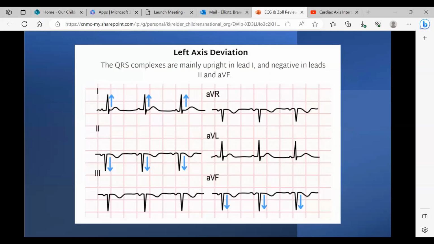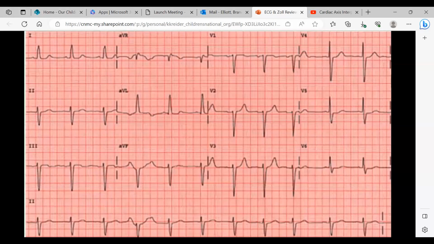So Sally, we're on left axis deviation. Our QRS complex for lead 1 goes up. For lead 2, it goes away. So left is leaving. That's my mnemonic for that. And then aVF is leaving as well. So on this EKG, Sally, please interpret it for me.